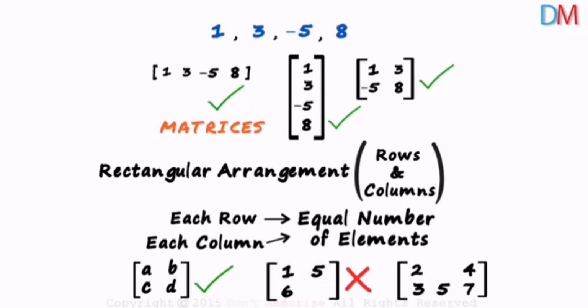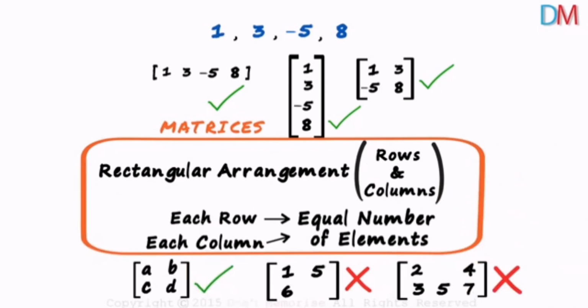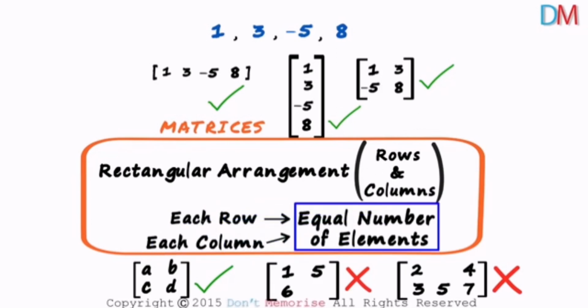What about this one with 5 elements? The number of elements in each of the columns is not the same. It's 2, 1 and 2, and this as well is not a matrix. So this is the definition: a rectangular arrangement of rows and columns in which each row should have an equal number of elements and each column as well should have an equal number of elements.